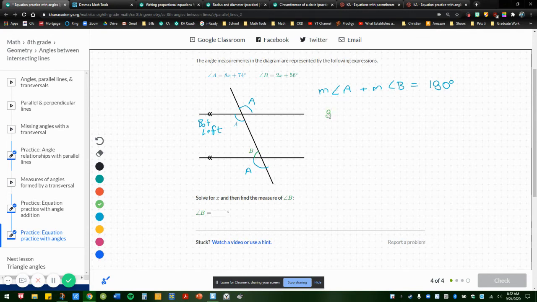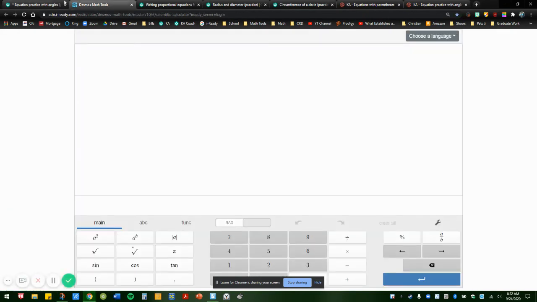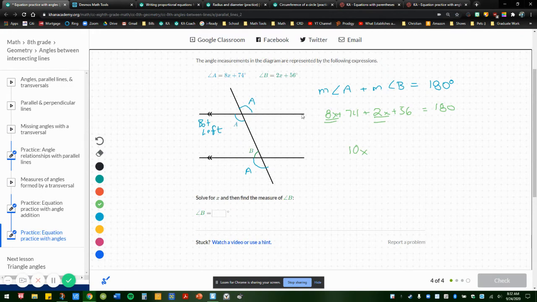So angle A is 8x plus 74, and angle B is 2x plus 56, and that equals 180 degrees. I don't need to put my degree symbols here because I've got it all the way down here at the bottom for the degrees. I just need to find out what x equals. So combine like terms, 8x plus 2x is going to be equal to 10x. And 74 plus 56, remember you have your iReady calculator that you can look at if it makes you feel better, or you can add them up.